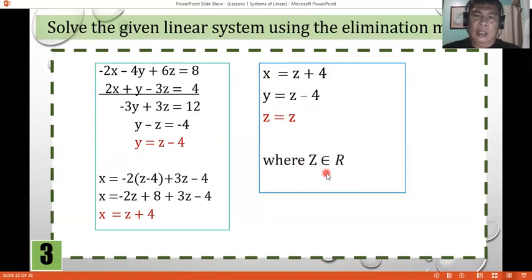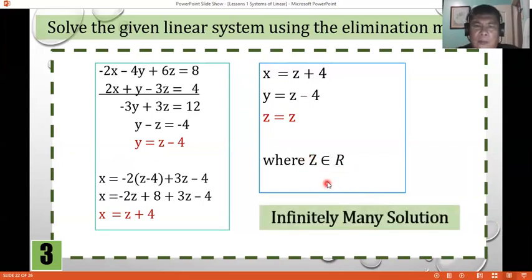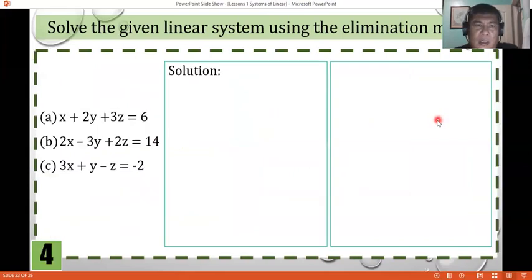Where z is the set of all real numbers. Okay? Ganito yung basa niya. Pagbasa dito. Infinitely many solutions, kasi you can substitute any number from negative infinity to positive infinity to z. Okay.